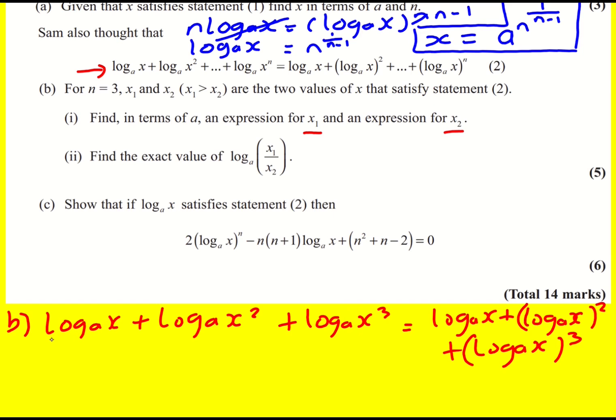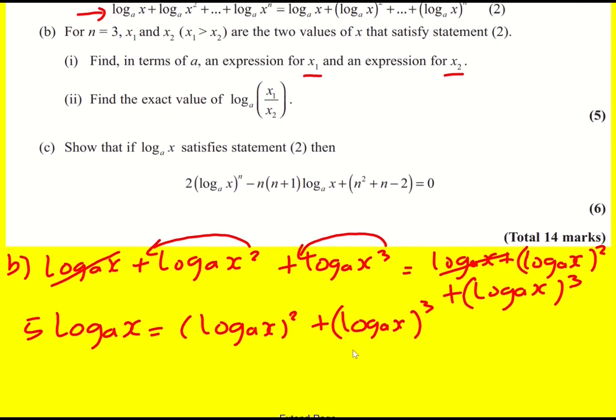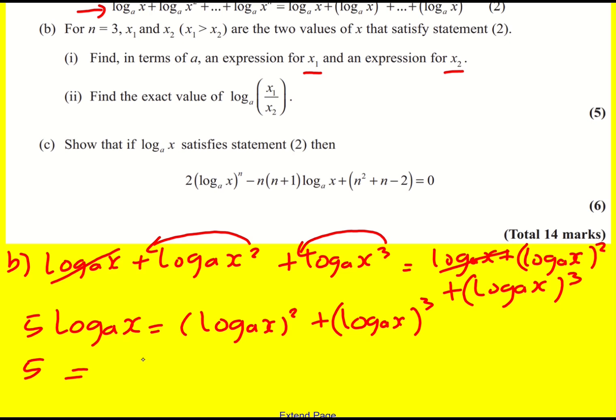We need to find in terms of a an expression for x1 and for x2. Okay, now the first thing I can do is cancel out the log to base a of x by minusing that from both sides. So that's pretty good. Now I can bring the powers down. So I've got 2 log to base a of x plus 3 log to base a of x. So I have 5 log to base a of x equaling this. Just like before, I'm going to divide through by log to base a of x. So 5 equals log to base a of x plus log to base a of x squared.